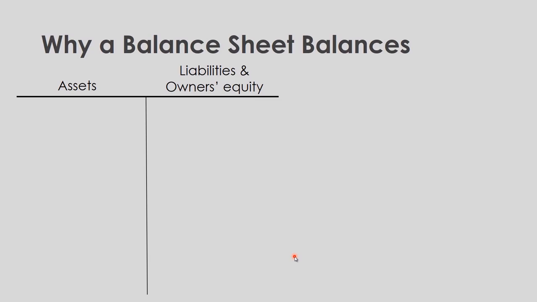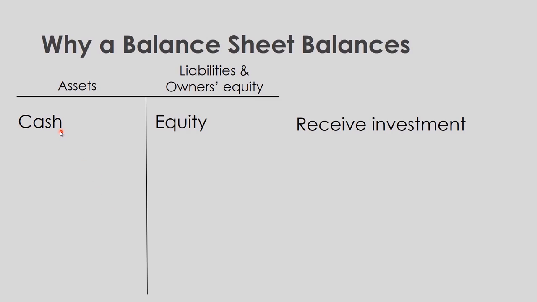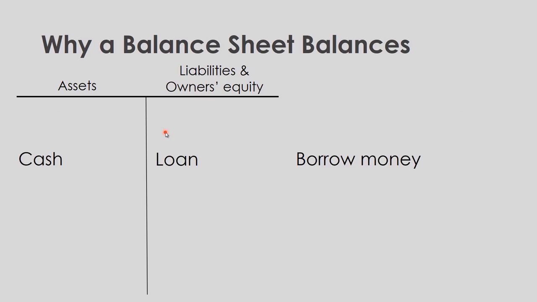When a company receives investment, it has new cash, so it records cash on the left side. On the right side, it records how the cash is obtained. In this case, the cash is the investment money, so it is recorded as equity. These two amounts are the same, so the balance sheet balances. When the company borrows money, it has more cash, which is recorded on the left side, and this cash is a loan, which is shown on the right side.